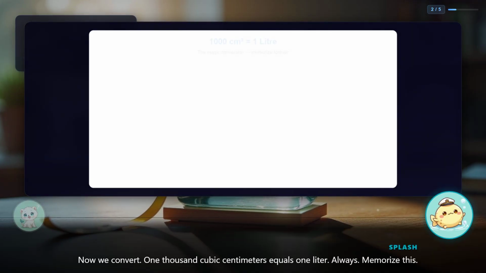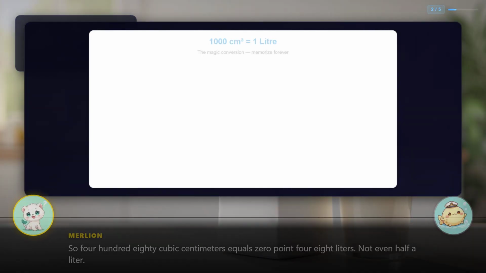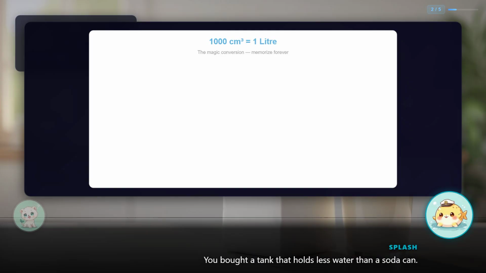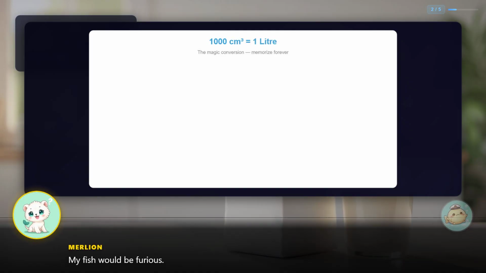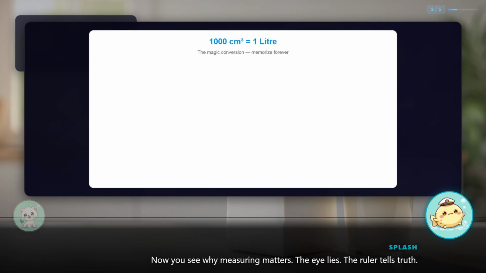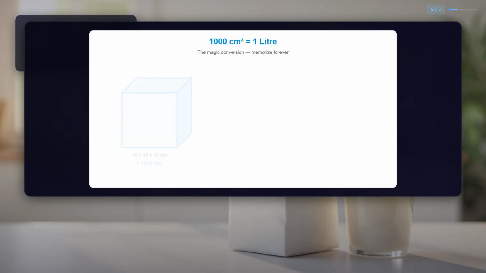Now we convert. 1,000 cubic centimeters equals 1 liter. Always. Memorize this. So 480 cubic centimeters equals 0.48 liters, not even half a liter. You bought a tank that holds less water than a soda can. My fish would be furious. Now, you see why measuring matters. The eye lies. The ruler tells truth.